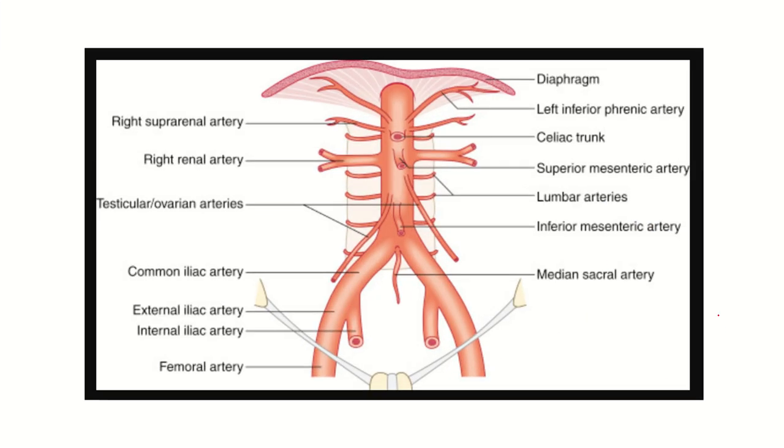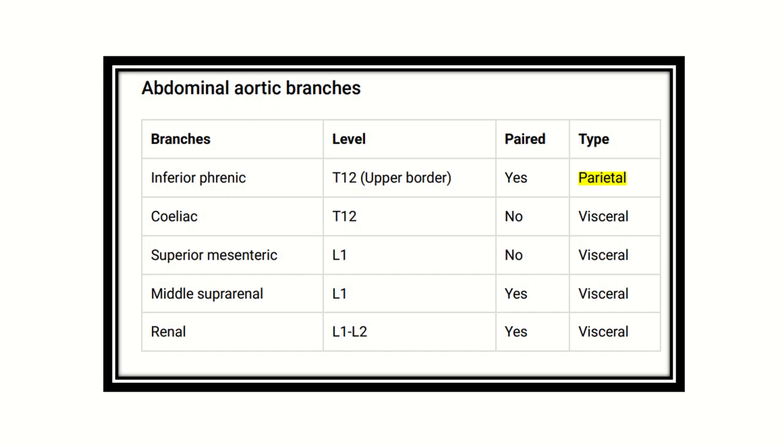Here we can see the different branches of the abdominal aorta. And this slide is also important, that the abdominal aorta supplies almost all of its branches to the viscera except a few, and we have to remember these names. First of all, inferior phrenic is a parietal branch. Here we can see the parietal branch. Inferior phrenic is a parietal branch, and the rest of the branches here are visceral.